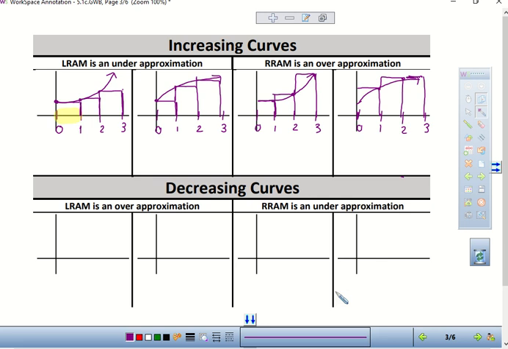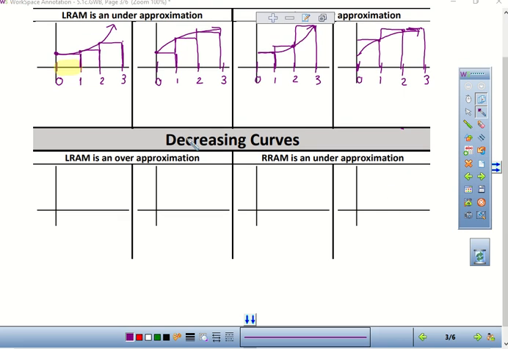Does everybody understand that concept? Okay. Now with decreasing curves, it's obviously the opposite. So if we have one like this, I keep wanting to draw this for the other one for some reason. Or we have one like this. We're going to do both scenarios, because why not? And I'm going to go 1 through 3 again.